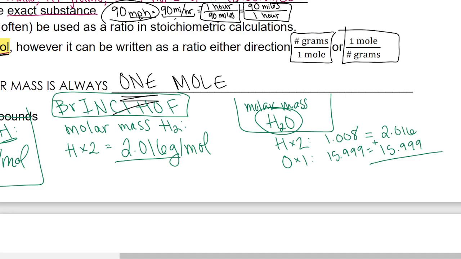So reach around, there are calculators sitting on the desks. Grab whatever calculator, type this in, and calculate it for yourself. 2.016 plus 15.999. Of course, it's okay if you want to do long addition, that's fine. But some of these get pretty long and difficult, so definitely calculators.